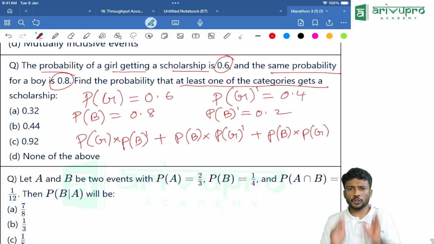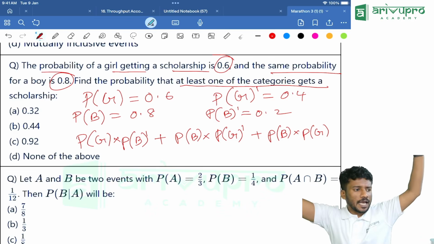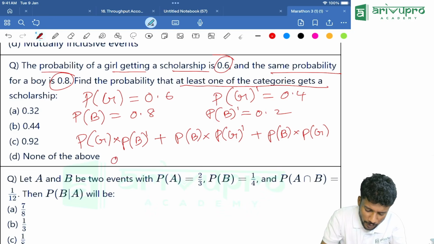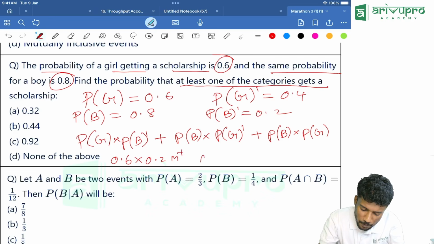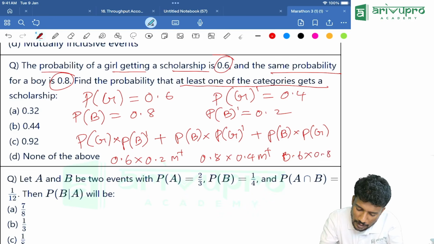Just put the values, use M plus and get me the answer. 0.6 into 0.2 M plus, then 0.8 into 0.4 M plus, then 0.6 into 0.8 M plus. Finally click MRC. How much are you getting?